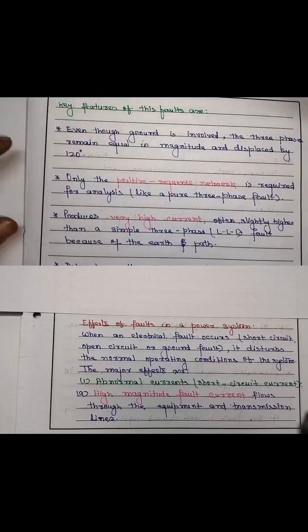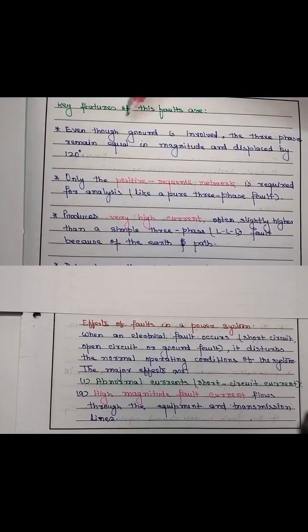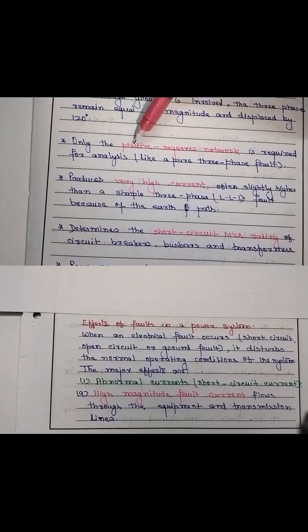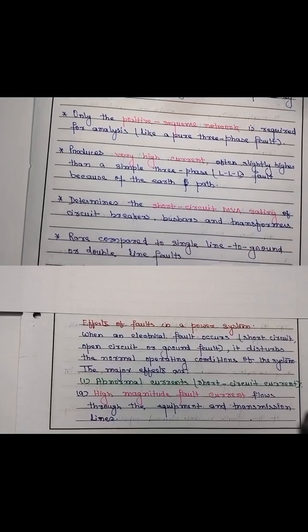The key features of this fault are: even though ground is involved, the three phases remain equal in magnitude and displaced by 120 degrees, the same as we have seen in the line to line fault. Only the positive sequence network is required for the analysis, like a pure three-phase fault. Already we have discussed in the last section that we require only the positive sequence network for the analysis of the three-phase fault whenever it occurs.